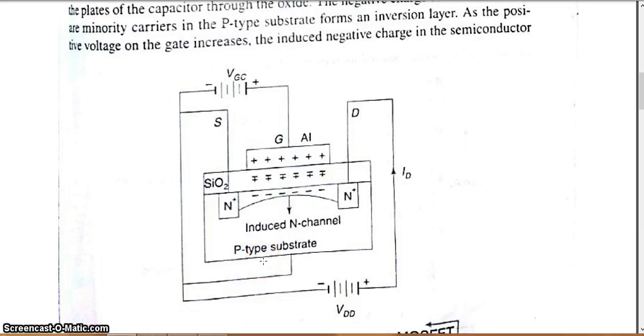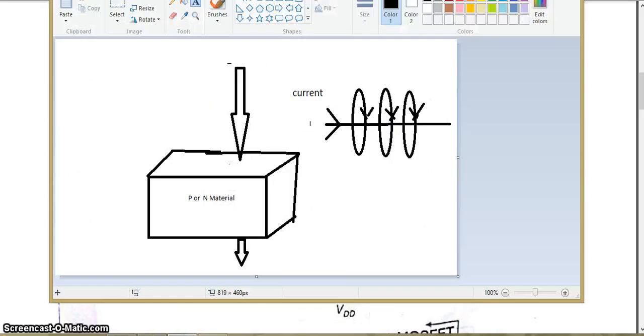Now let us discuss the main principle behind the operation of this field effect transistor. You see, whenever you apply a transverse electric field on a P-type or N-type material, an electron current will flow through this material. That is the main principle.